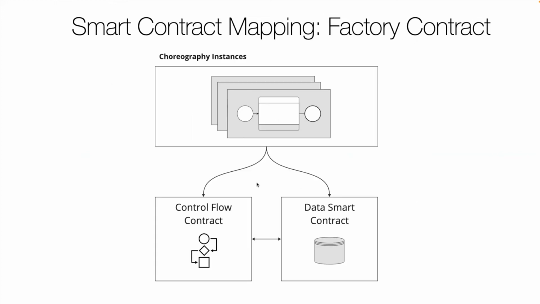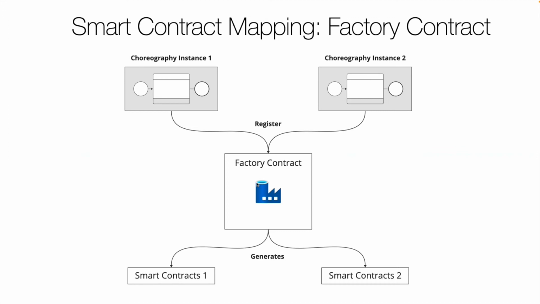The second strategy is the factory contract. Currently, all the instances are represented by one smart contract. So what we can do is use the factory contract to have a separate smart contract for each instance, just like here.